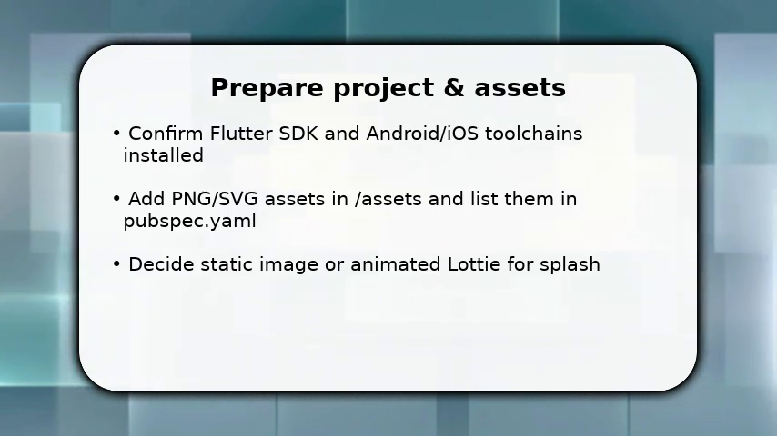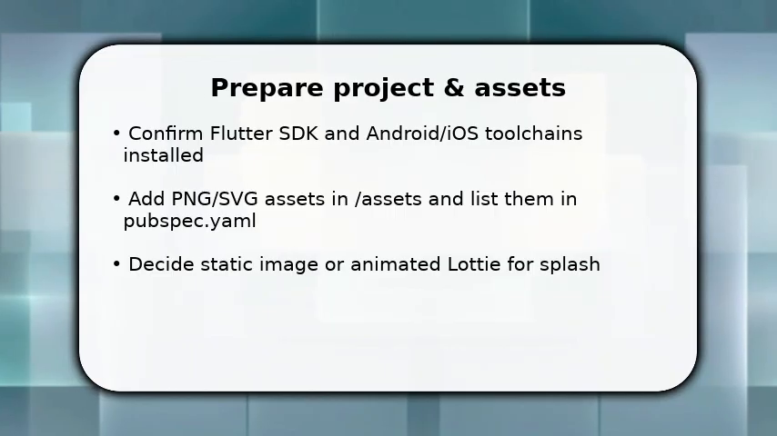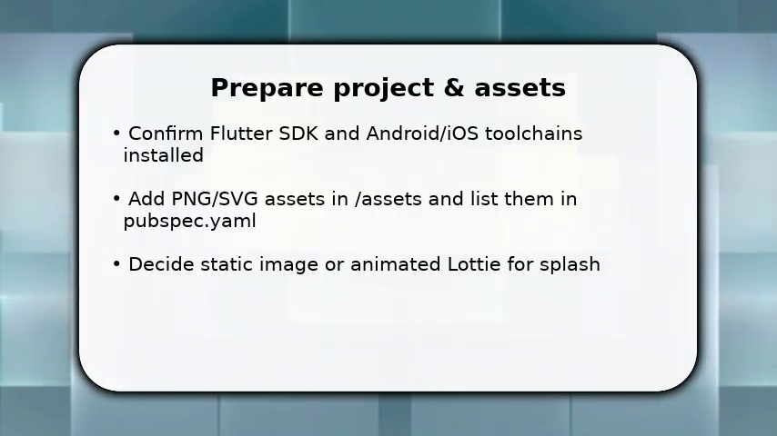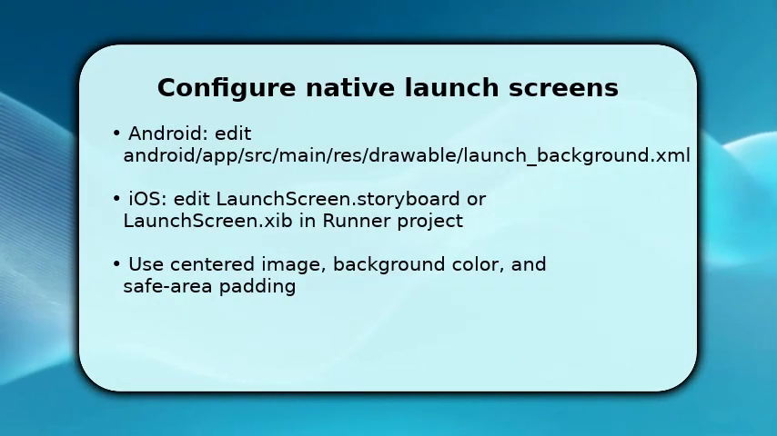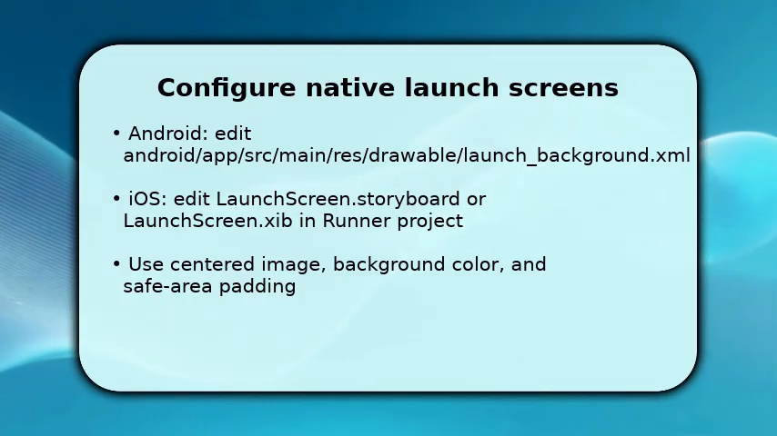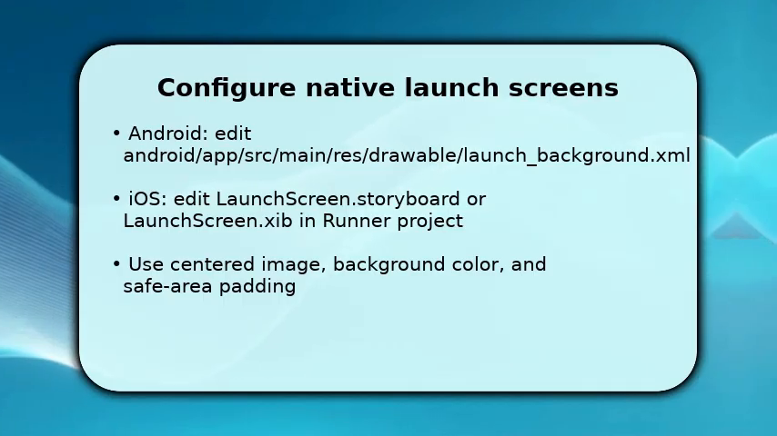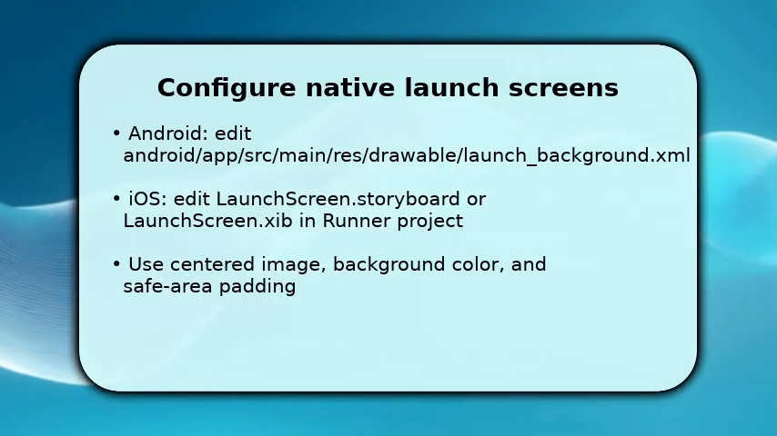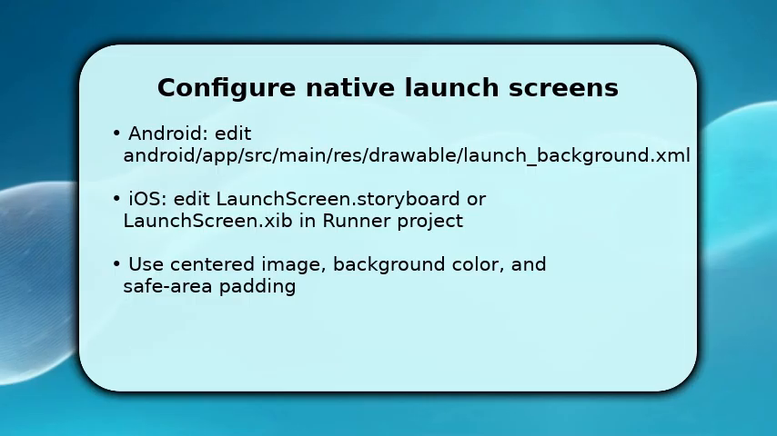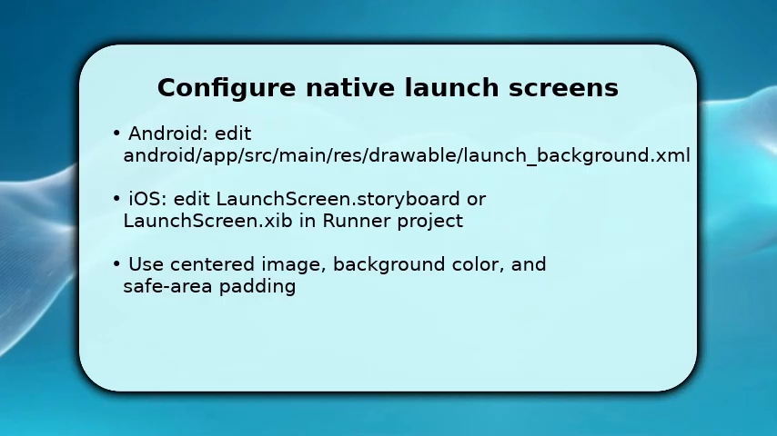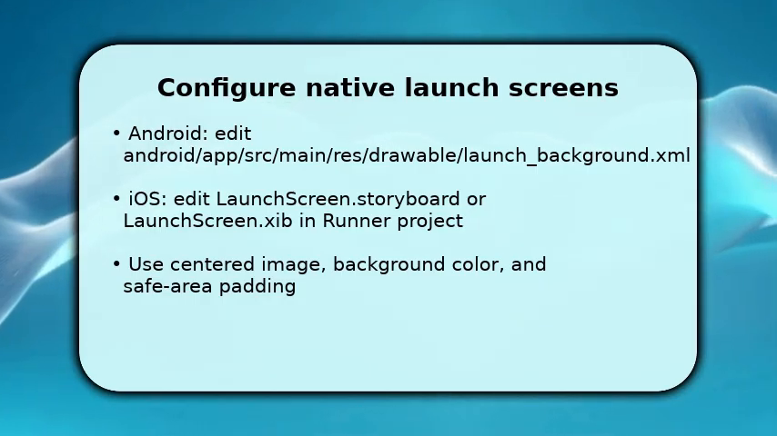Now configure the native launch screens so the OS displays a pixel-perfect placeholder before Flutter initializes. On Android, create or modify launch_background.xml and reference your drawable or color. Set scale type to center crop or center inside as needed. On iOS, open LaunchScreen.storyboard, add an image view constrained to safe areas and set the asset. Once done, match background colors and paddings to your app theme.